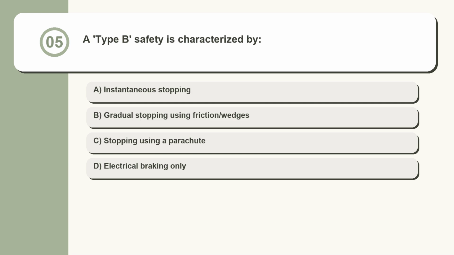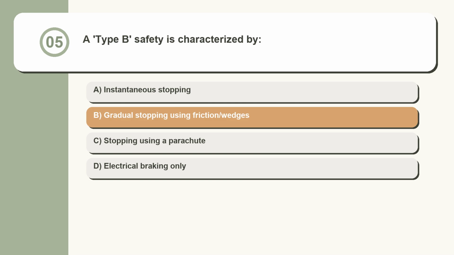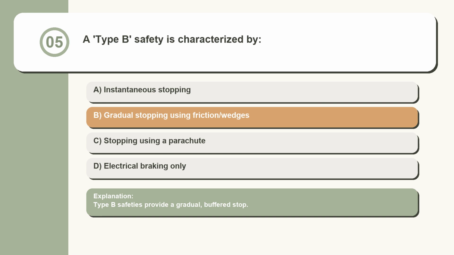Question 5. A Type B safety is characterized by instantaneous stopping, gradual stopping using friction/wedges, stopping using a parachute, electrical braking only. Type B safeties provide a gradual, buffered stop.